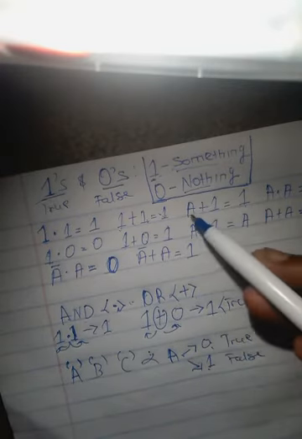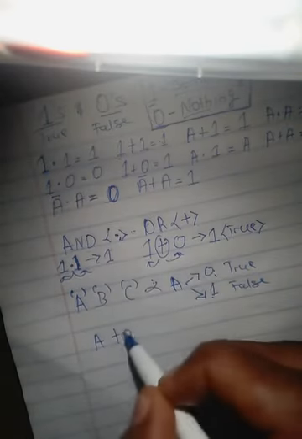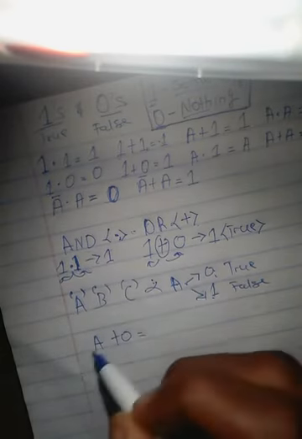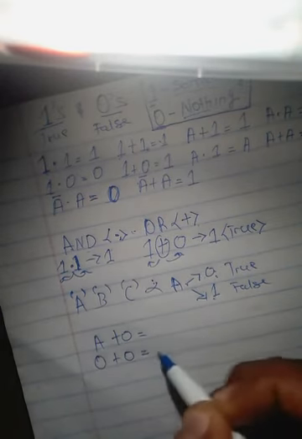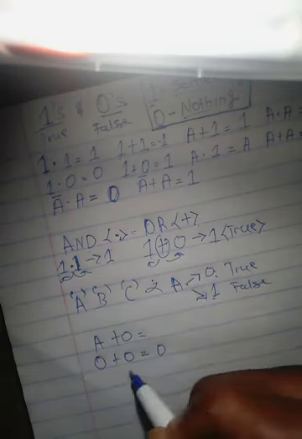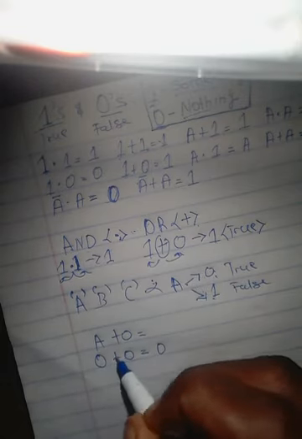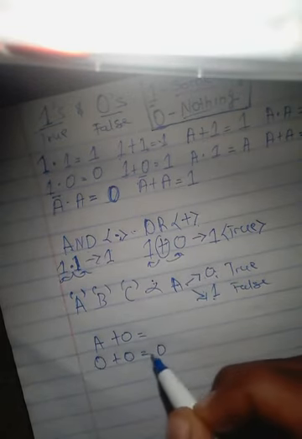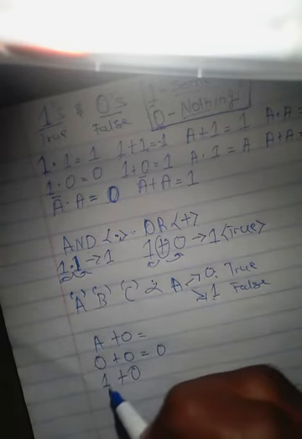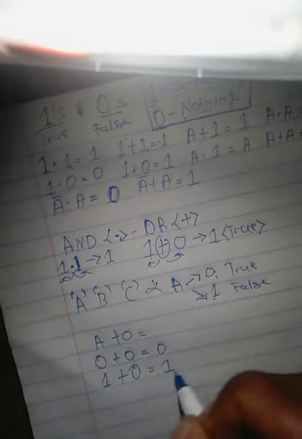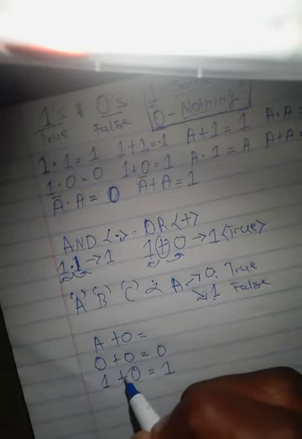So when a equals 0, you have a plus 0, so let's test it out. When a is equal to 0, you have 0 plus 0, which will be 0. That's nothing or nothing. Nothing plus nothing will be nothing. And when a is 1, you have something plus nothing to give you 1, just like in normal algebra.